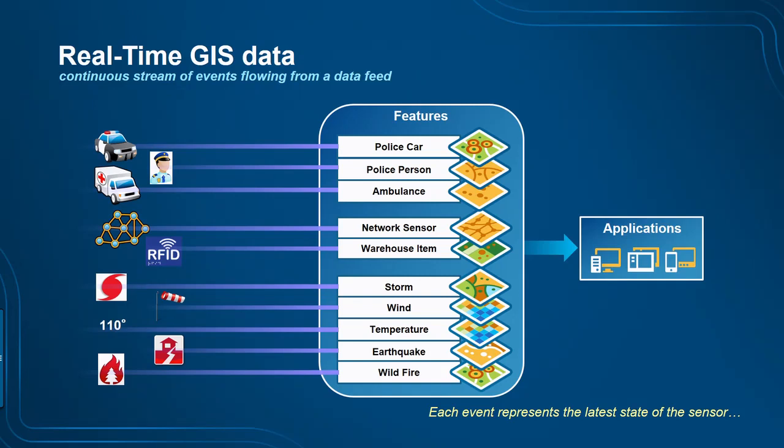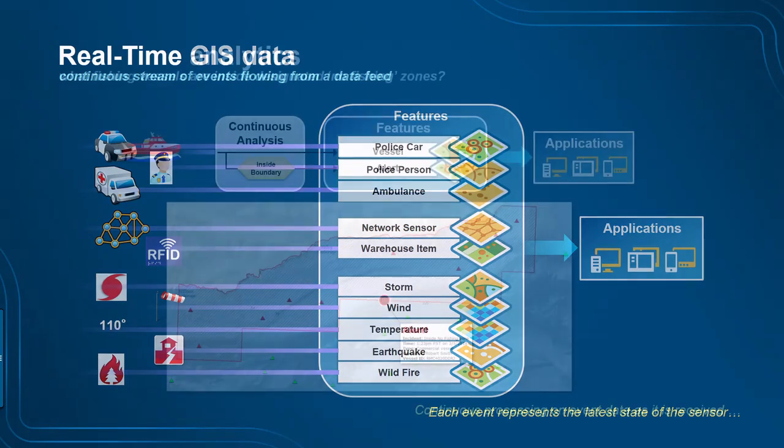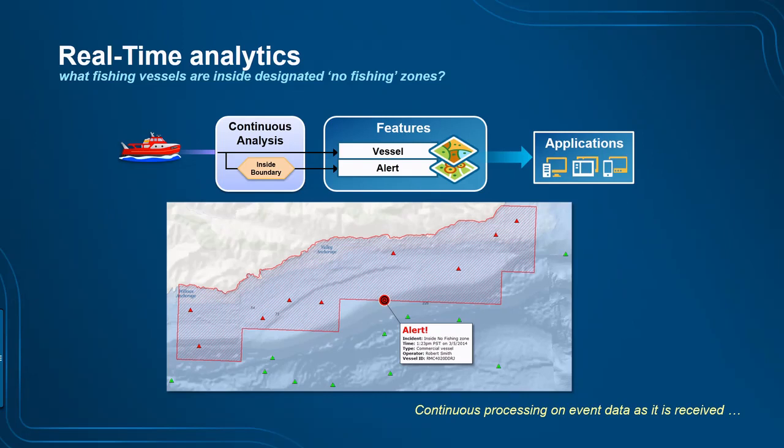So while it's easy to connect to a sensor and display it in near real time, the next thing that you might want to perform is some additional processing and analysis as you receive the data. In this scenario, we are monitoring fishing vessels and detecting when they are inside a designated no fishing zone. As you can see here in the red polygon, the fishing vessels are seen in red icons.